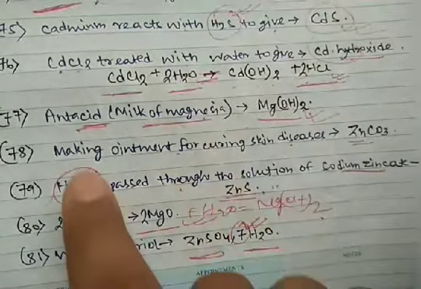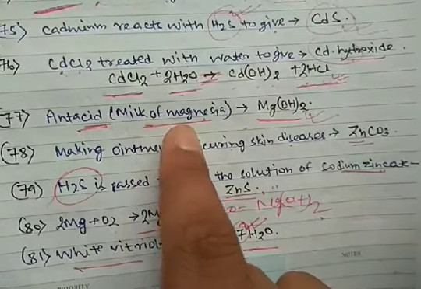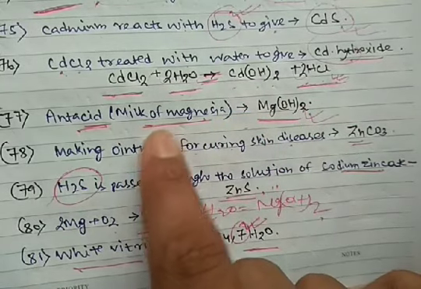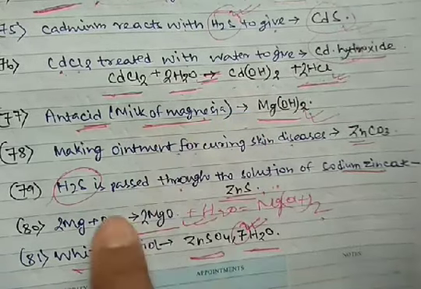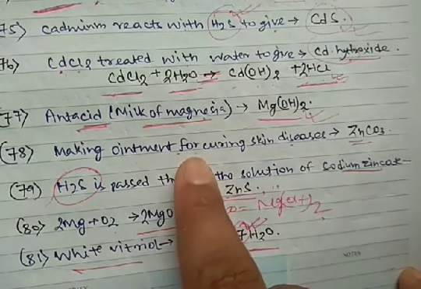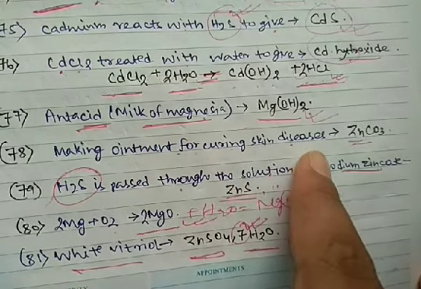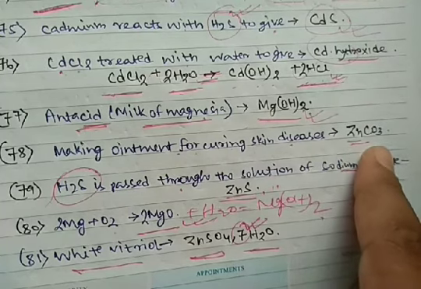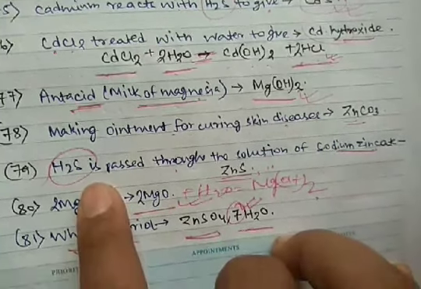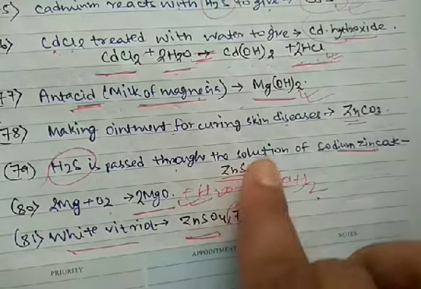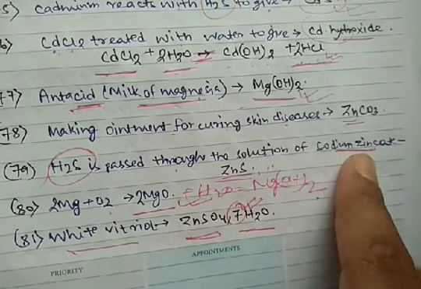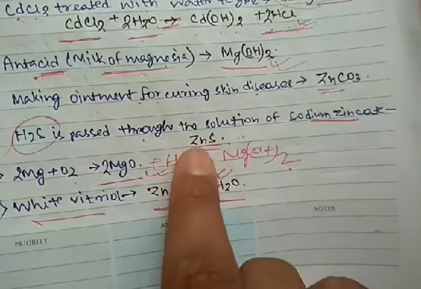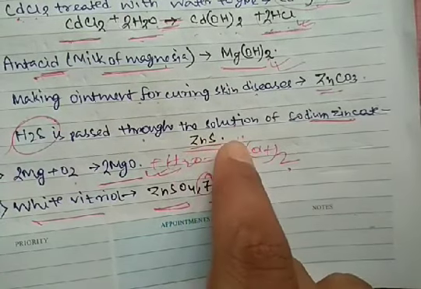Next, the antacid is milk of magnesia, that is magnesium hydroxide. In the making of ointments for curing skin diseases, it is ZnCO3, that is zinc carbonate. When H2S is passed through the solution of sodium zincate, it gives ZnS, zinc sulfide.